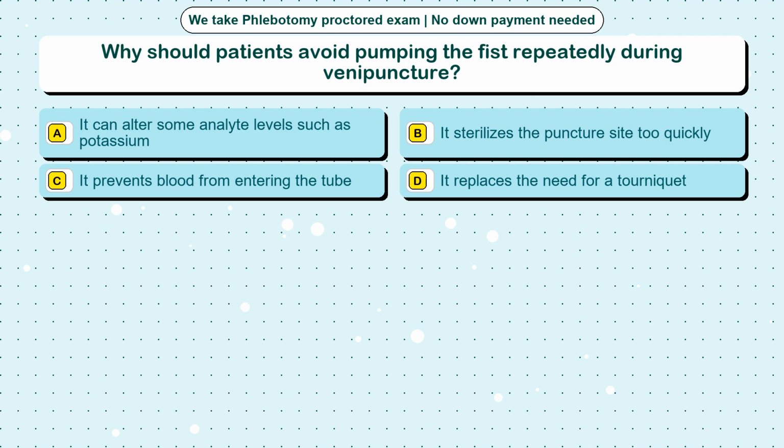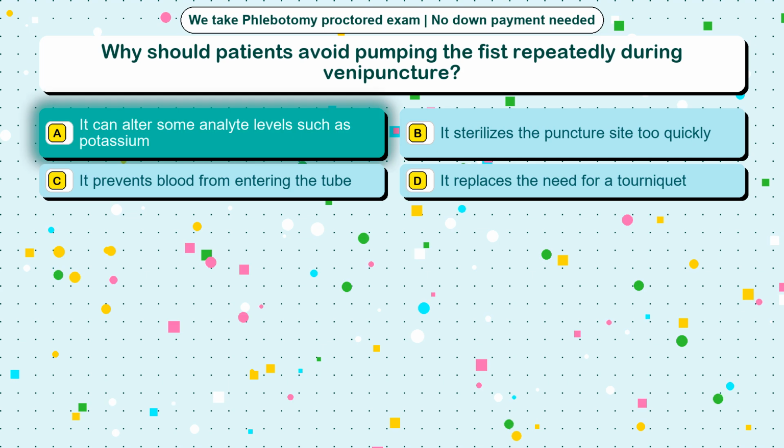Question 95. Why should patients avoid pumping the fist repeatedly during venipuncture? Option A. It can alter some analyte levels such as potassium. Option B. It sterilizes the puncture site too quickly. Option C. It prevents blood from entering the tube. Option D. It replaces the need for a tourniquet. The correct answer is option A.